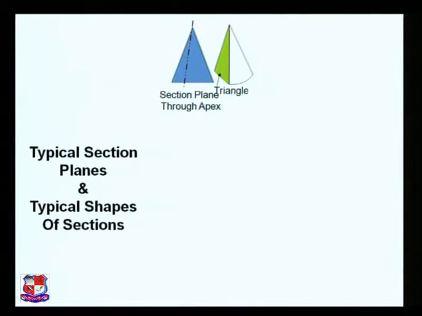Now typical section planes and typical shapes of the sections that we are going to represent over here. The first case, this one. Here the solid cone is taken as a solid, and if this cone is cut at certain angle with the cutting plane, and the cutting plane passes through the apex point of this cone, then this section plane is to be visible in front view like this, and this would be the cutting portion. If you cut the cone from apex point, a triangular shape would be there.